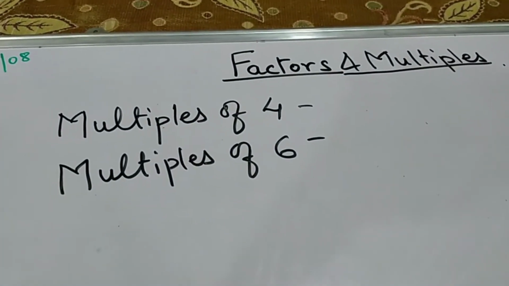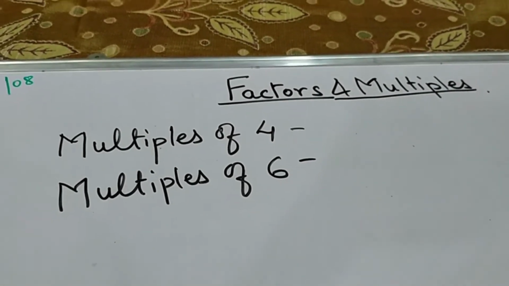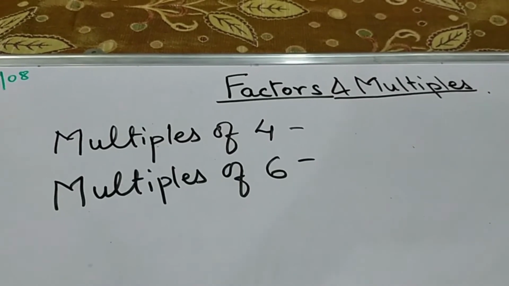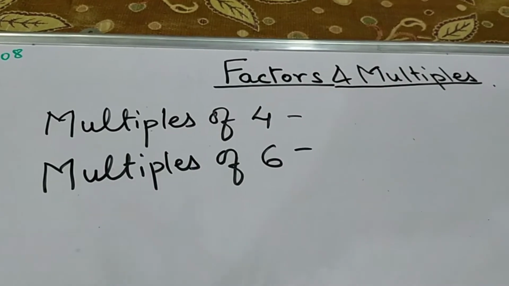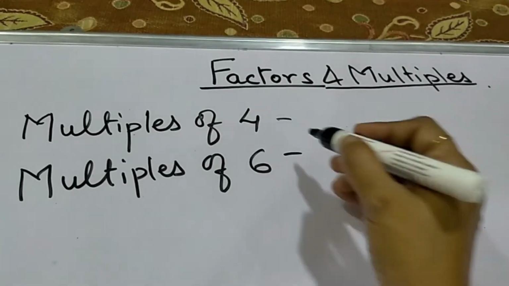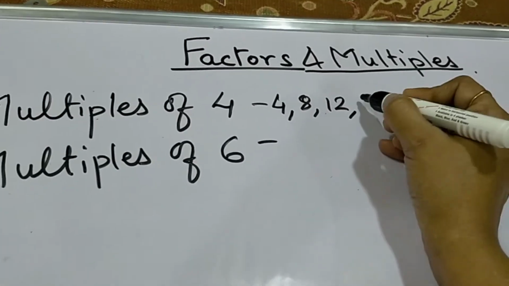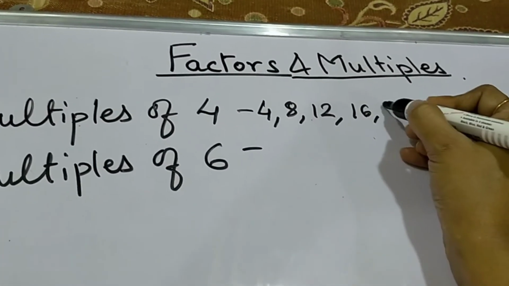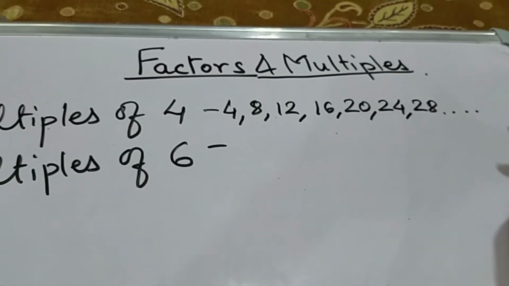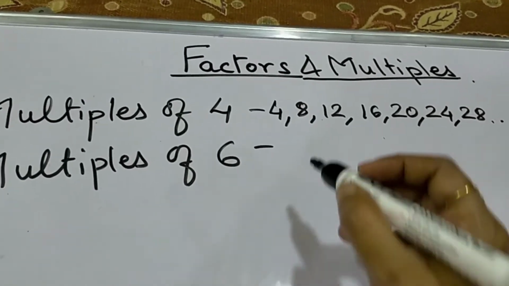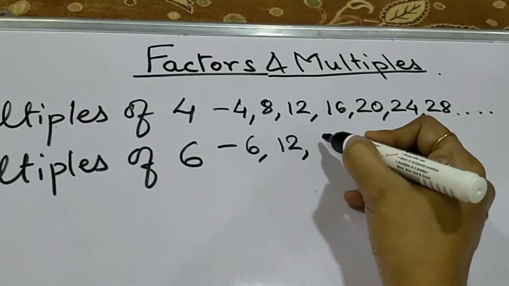Multiples. What do you mean by multiples? Multiples of 4 means 4 को when we multiply with natural numbers, 4 1s are 4, 4 2s are 8. So when we multiply any number with natural numbers, those are called multiples. So multiples of 4 मतलब 4 का table, simple. 4, 8, 12, 16, 20, 24, 28, like this.